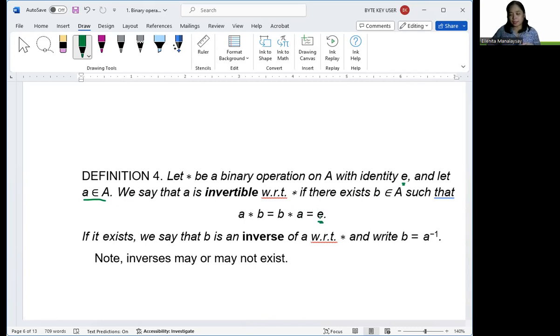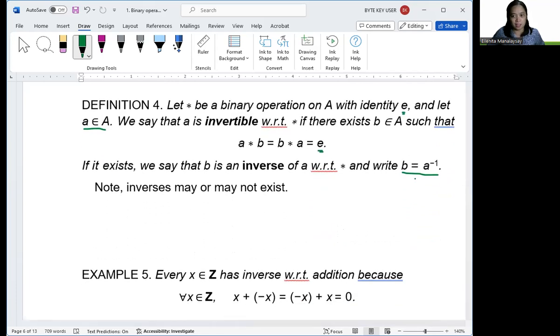So for us to identify whether a given element is invertible or not, first we have to make sure that it has the identity element. So if it exists, we say that B is an inverse of A with respect to star. And we write B is equal to A inverse, the inverse of A. But we have to take note that inverses may or may not exist.